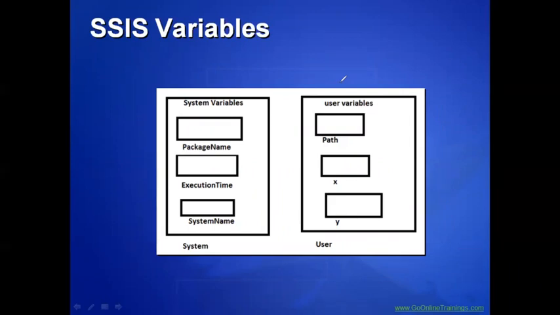Clear? So like that, you have some predefined information like package name. What is the name of the package? It is there. What is the execution time of the package? When you're executing, the time will get captured. What is the system name? System means computer name, in which computer the package is being run. So all this information automatically will get captured in the system variable.